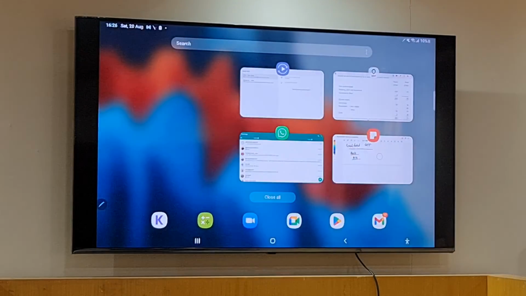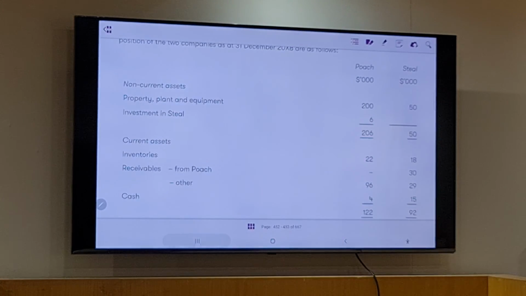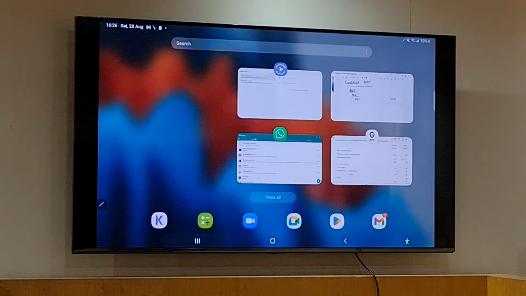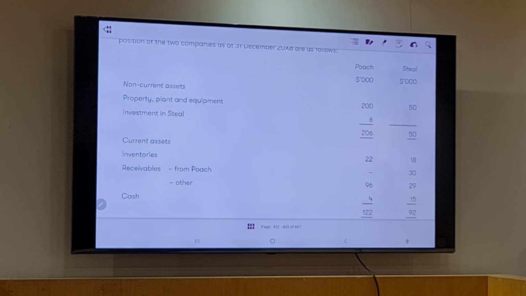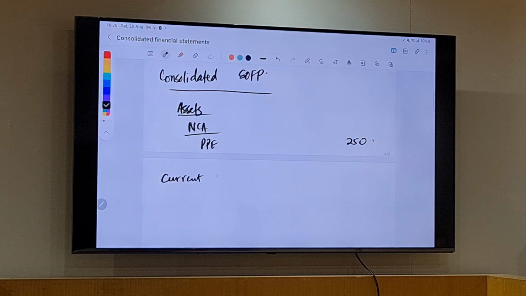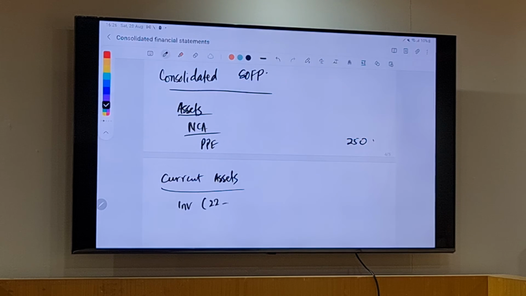Property, plant and equipment. How much? 200. And goodwill, investment, no need. Goodwill we have zero. Current assets. Inventory, how much? 22 plus 18. Please note there is unrealized profit in the inventory, so we have to remove 3.